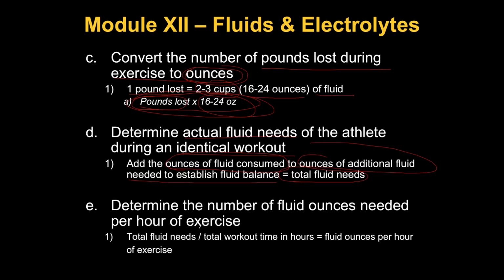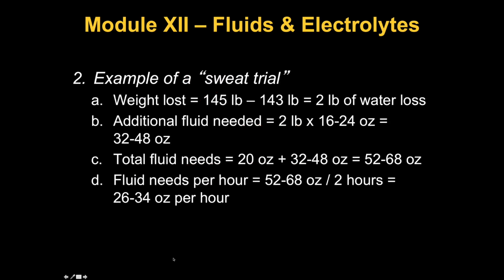So you determine the number of fluid ounces needed during exercise. You take your total fluid needs, divide that by the total workout time in hours, and that gives you fluid ounces per hour of exercise. Let's look at an example of this.